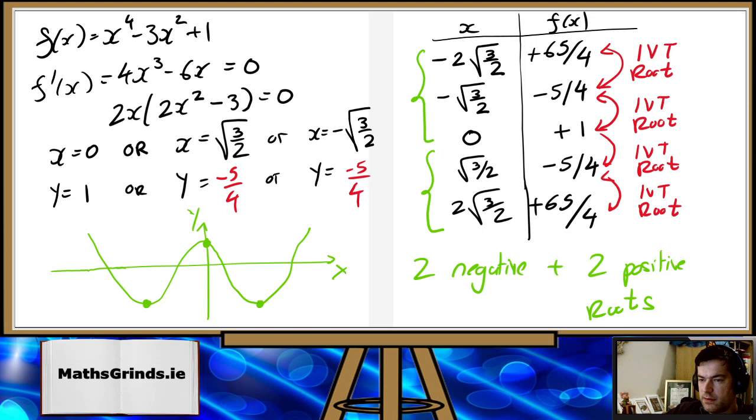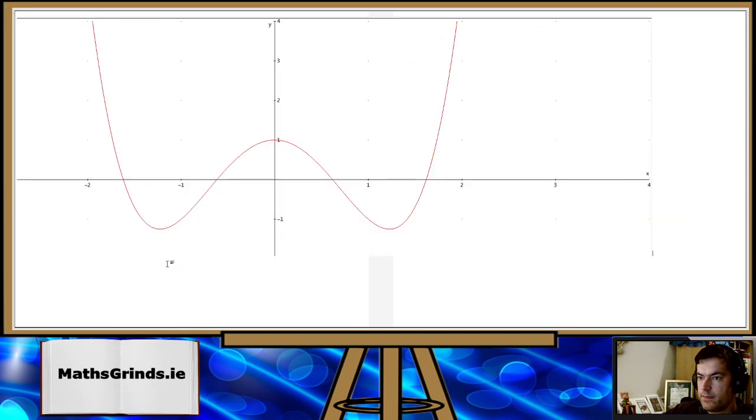Okay, I wonder if I can graph this now. Let's see. x to the power 4 minus 3x squared plus 1. Yeah, let me paste this in now. Oops. Okay. Yeah, we can see the roots here, here, here, and here.